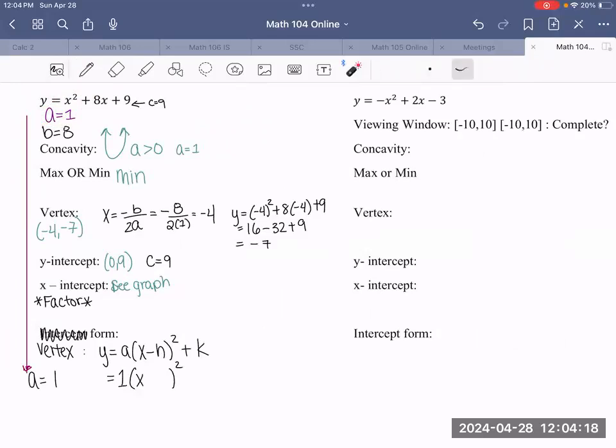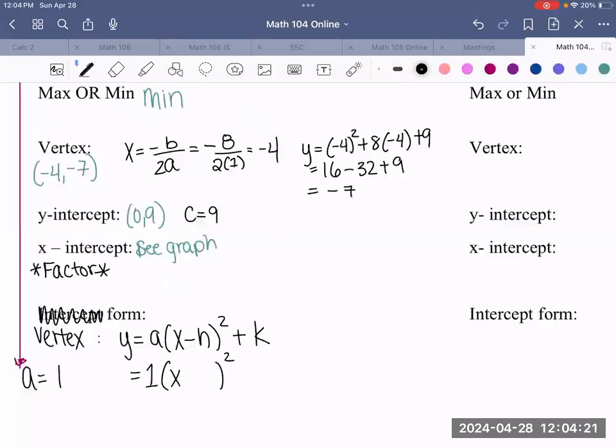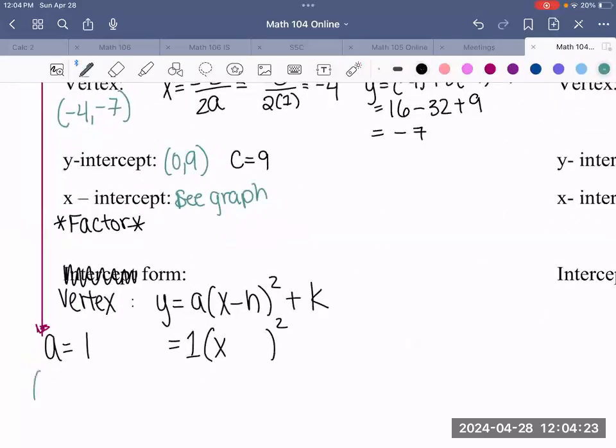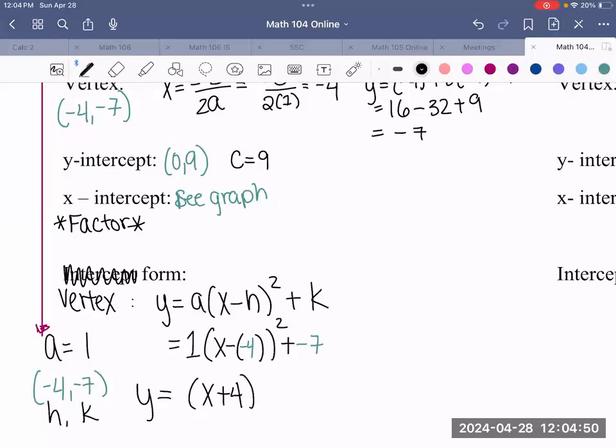Your h, k is actually coming from your vertex. Your vertex, we said, was negative 4, comma, negative 7. This being your h, this being your k, and we're going to sub that right in. We have negative 4 plus a negative 7. So then we're going to fix it up and make it look nice. We have y equals 1, x plus 4. Notice that there's a sign change, minus 7.